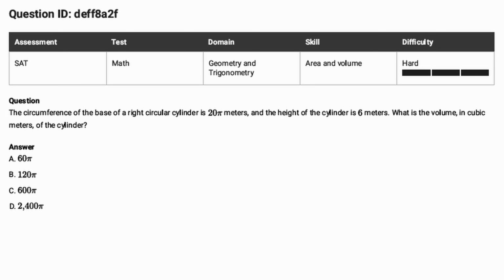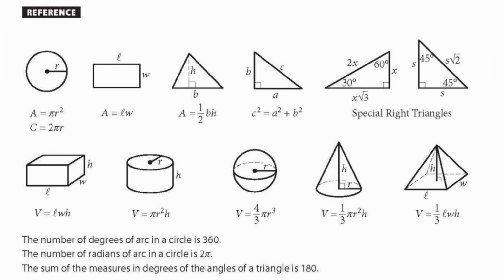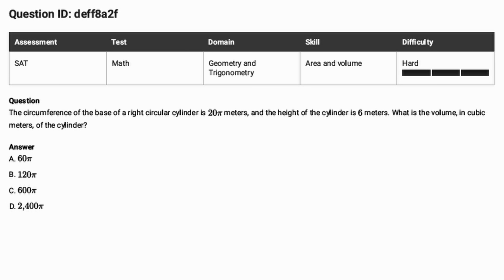So let's find out what the formula for finding the volume of a right circular cylinder is by looking at the reference sheet. And we can see that it is pi r squared times height. So what do we have right now? We have the circumference of the base of the cylinder, and we have the height of the cylinder. We don't have the radius, so we can't solve for the volume yet. If we find the radius though, then we're there. We know circumference is 2 pi r. So 2 pi r is equal to 20 pi. That means that 2 times pi times 10 is equal to 20 pi. So r equals 10.